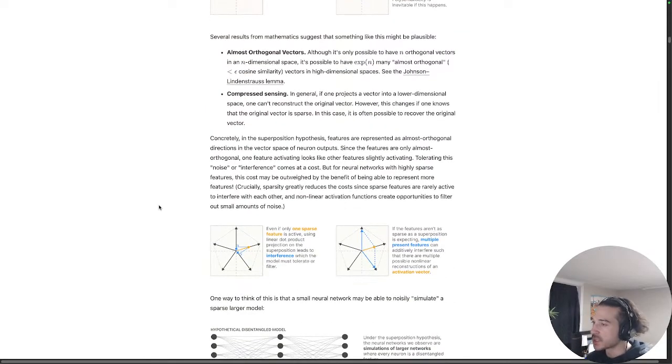Concretely, in the superposition hypothesis, features are represented as almost orthogonal directions in the vector space of neuron outputs. Since the features are only almost orthogonal, one feature activating looks like other features slightly activating. Tolerating this noise or interference comes at a cost, but for neural networks with highly sparse features, this cost may be outweighed by the benefit of being able to represent more features. Crucially, sparsity greatly reduces the costs since sparse features are rarely active to interfere with each other, and nonlinear activation functions create opportunities to filter out small amounts of noise.